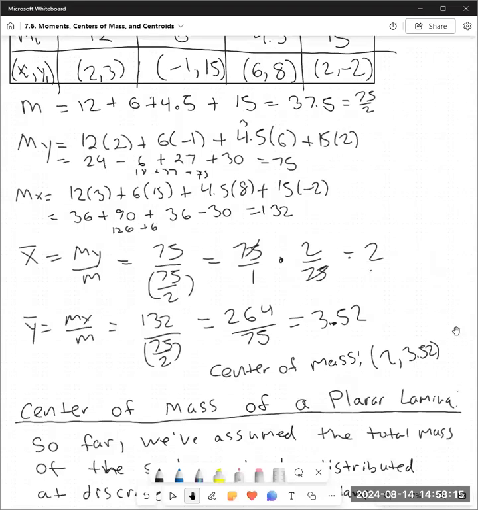So this fraction doesn't reduce. This is my exact answer, but this is also exact. It comes out exactly to be this. So there's no rounding here.